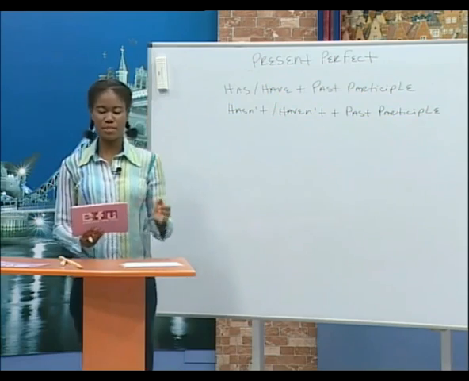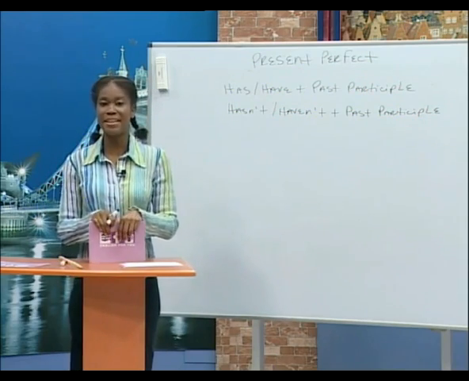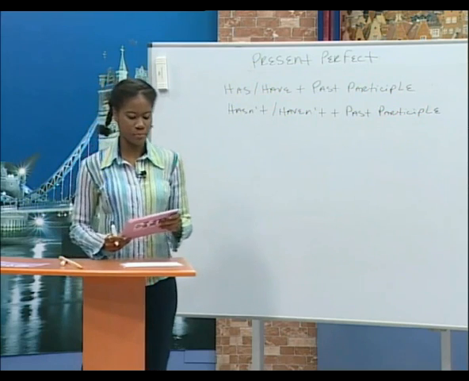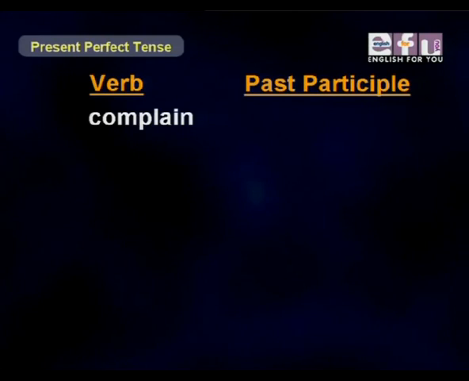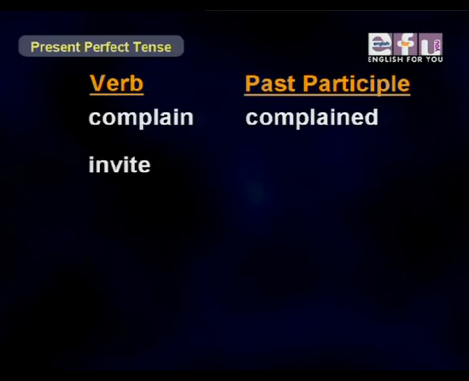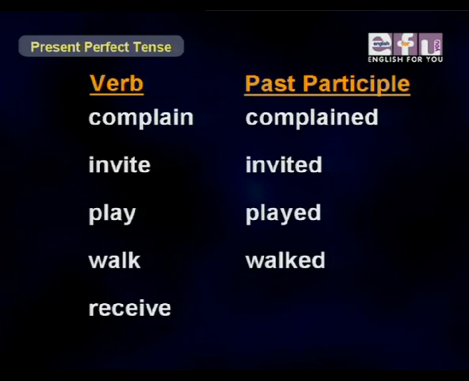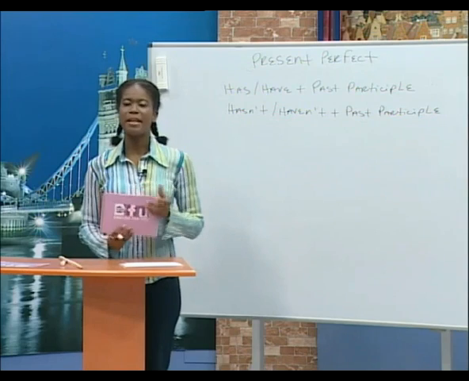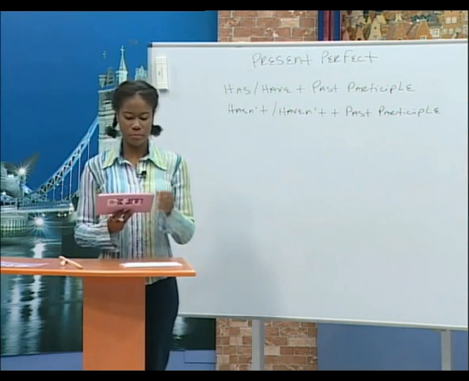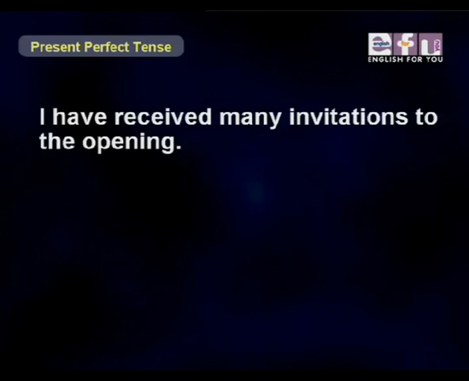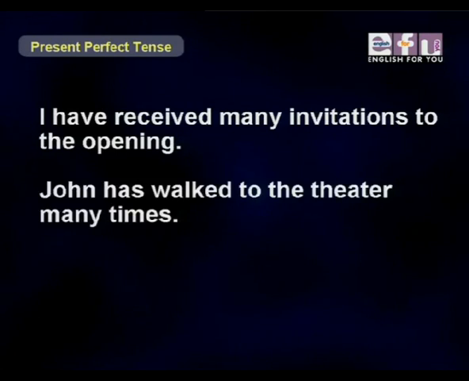Now, many past participles in the present perfect end in ed. Let's look at a chart. Complain, past participle, complained. Invite, invited. Play, played. Walk, walked. Receive, and received. Now let's look at some more examples. I have received many invitations to the opening. John has walked to the theater many times.